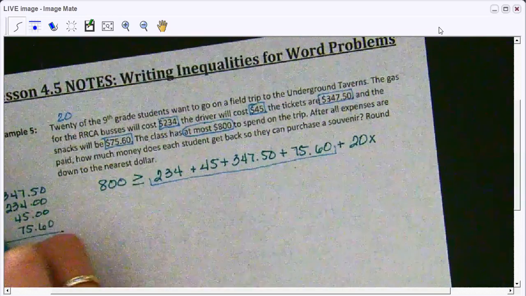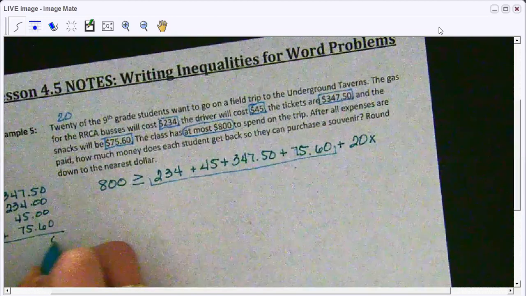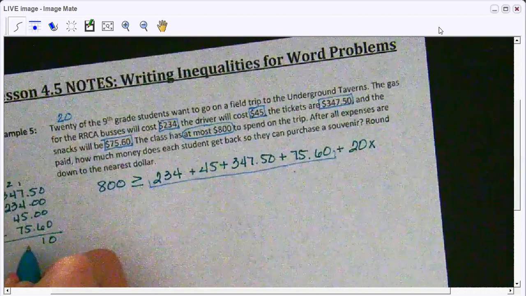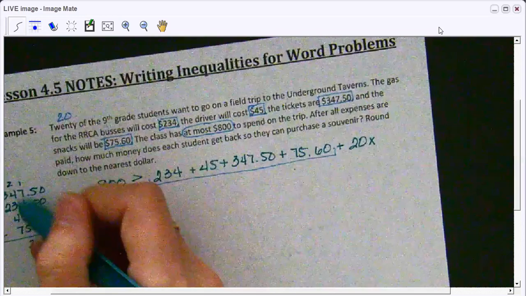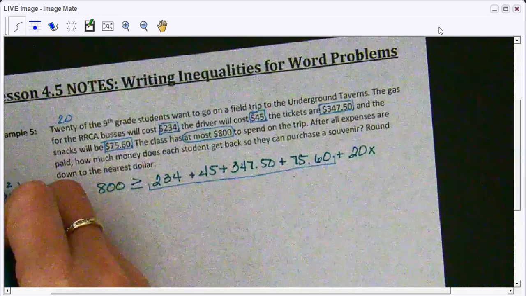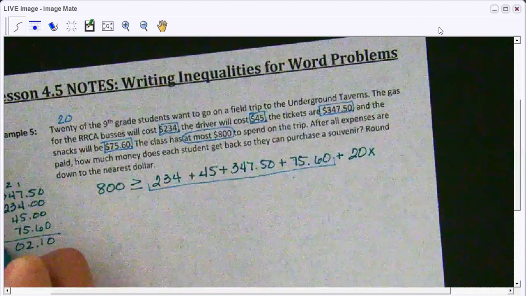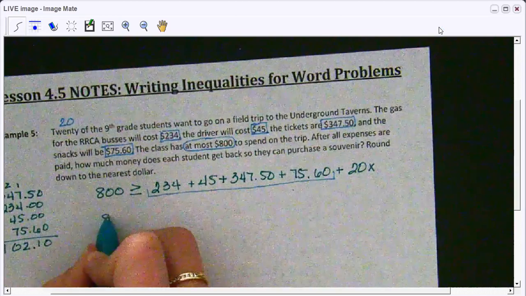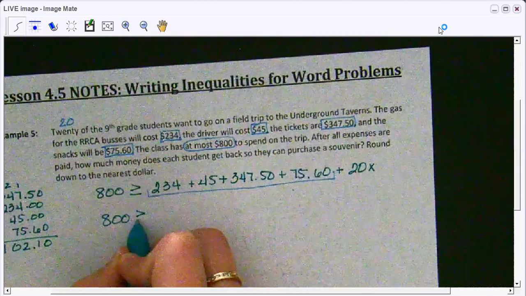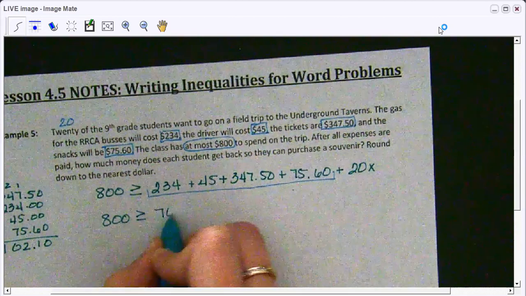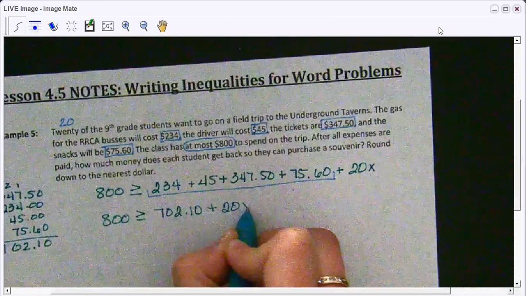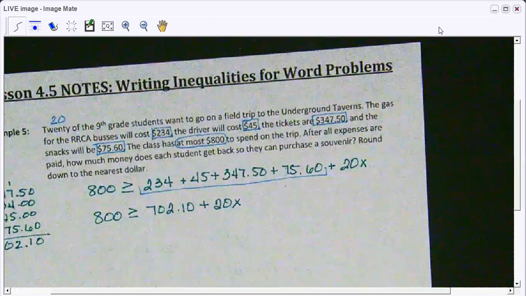75, 60. Okay, let's add this really quick. So 800. And then $702.10 plus however much each student can get once expenses are paid.